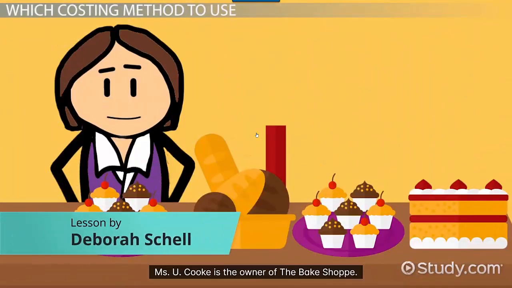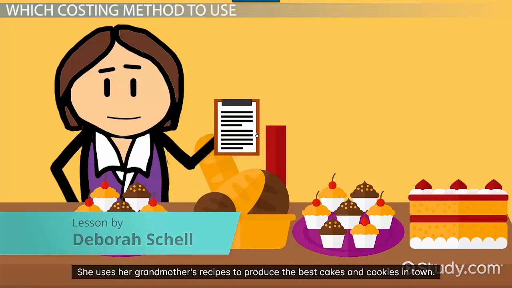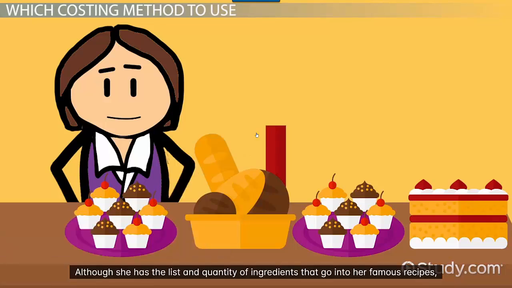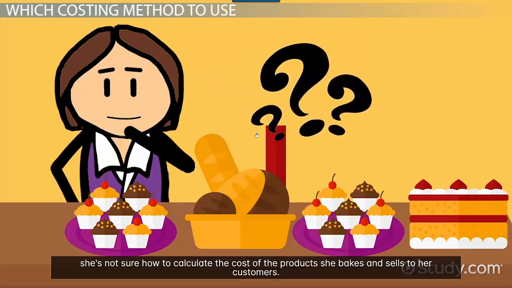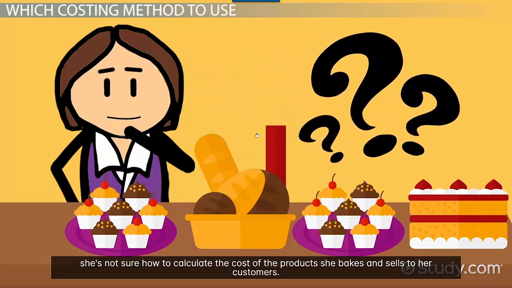Miss Yu Cook is the owner of the bake shop. She uses her grandmother's recipes to produce the best cakes and cookies in town. Although she has the list and quantity of ingredients that go into her famous recipes, she's not sure how to calculate the cost of the products she bakes and sells to her customers.